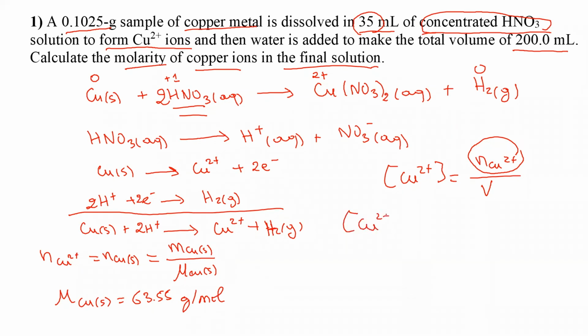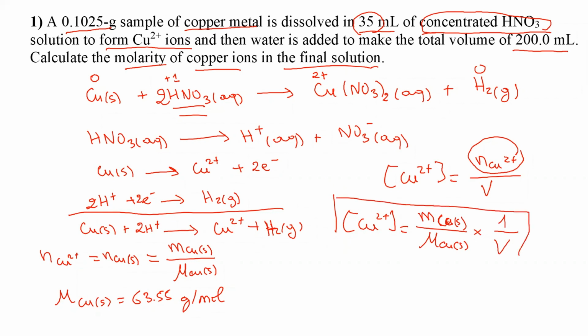So now we have everything to calculate the concentration of copper 2 plus. So the concentration will be equal to the mass of copper solid divided by the molar mass of copper, and 1 over the total volume. So this is our expression for the molarity of copper 2 plus. Let's get the numerical value.